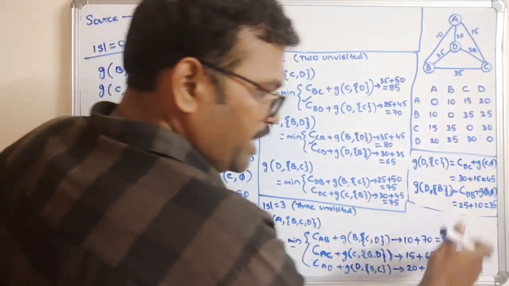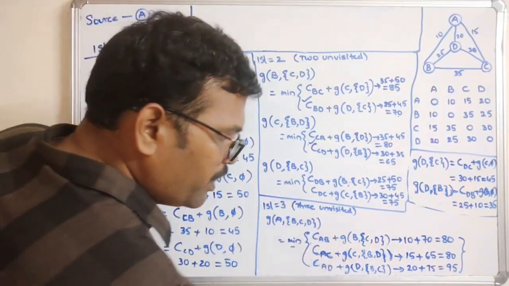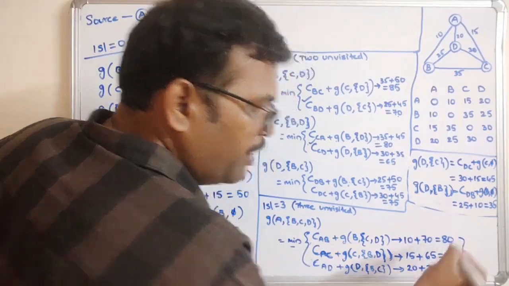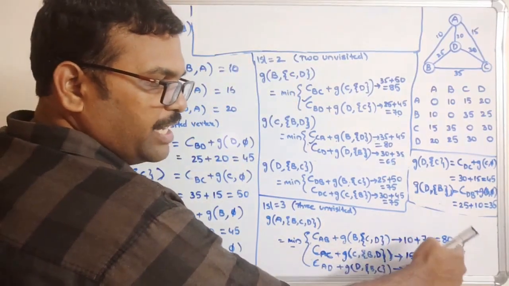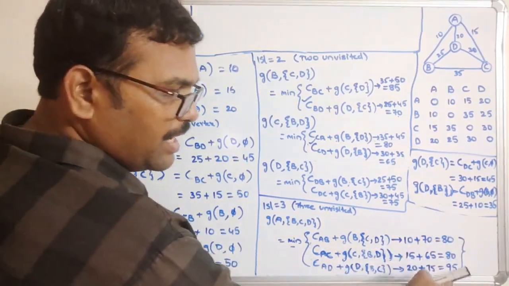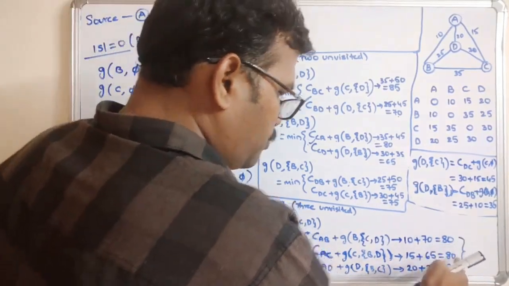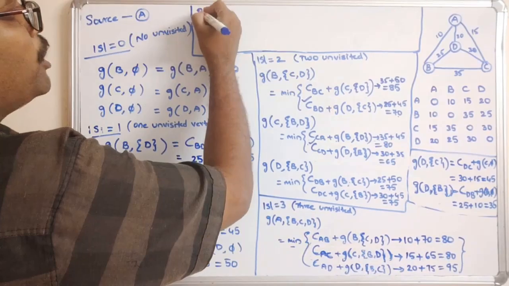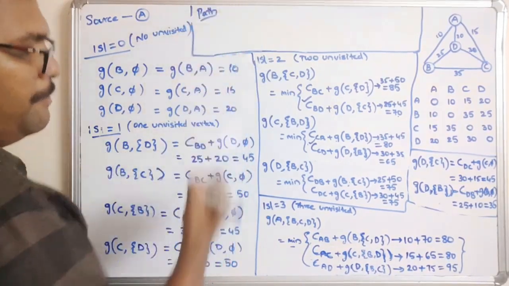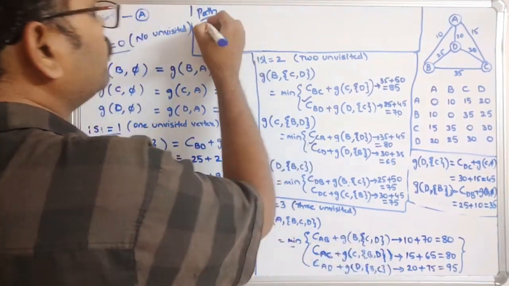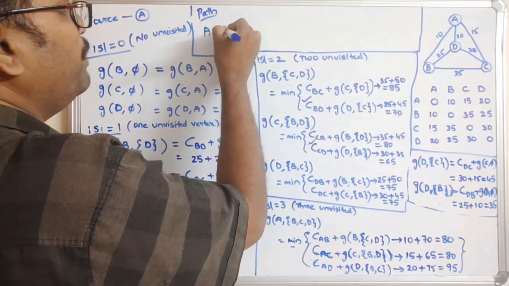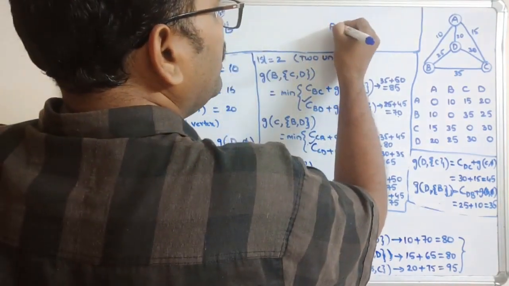Now among these we can select the minimum, but here you can see we are having 2 possibilities because 2 values are the same, 80 and 80, and we can't select this one because it is the highest. So we have to select either this node or this node. So the possible solutions are A to B or A to C.